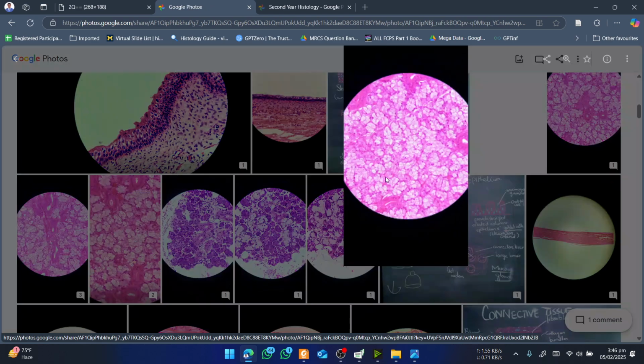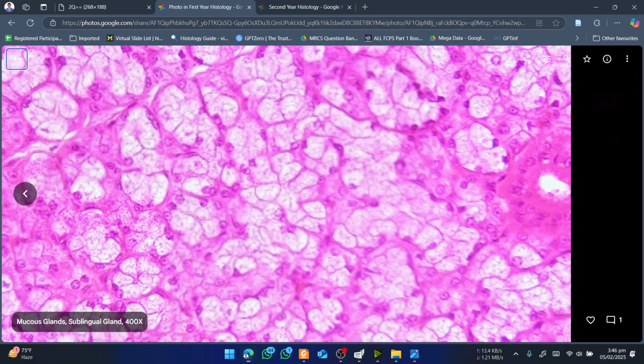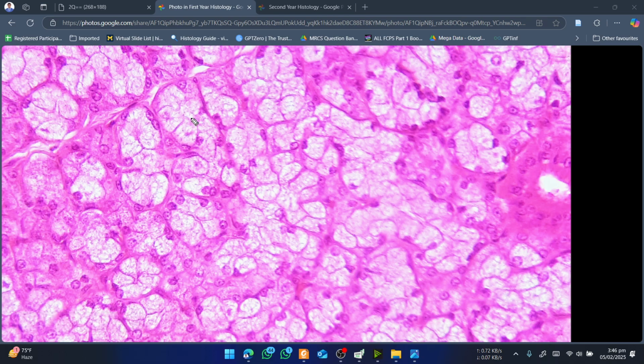So here is a mucous gland majorly, and in the mucous gland you can see very clearly that this is one acinus, a mucous acinus.